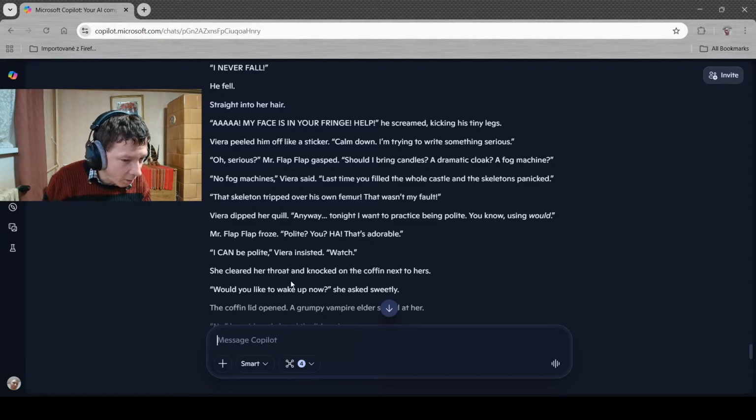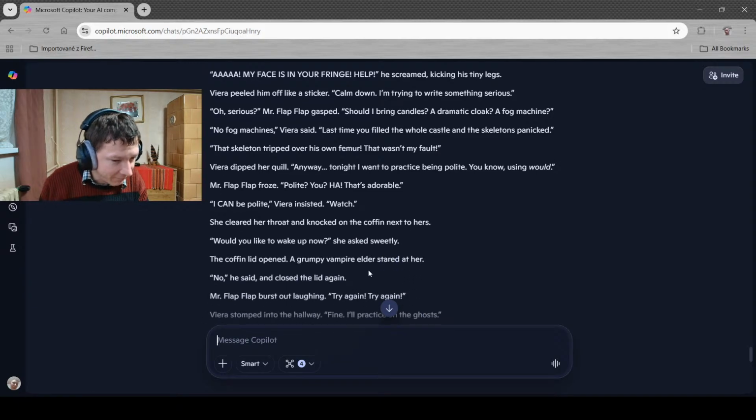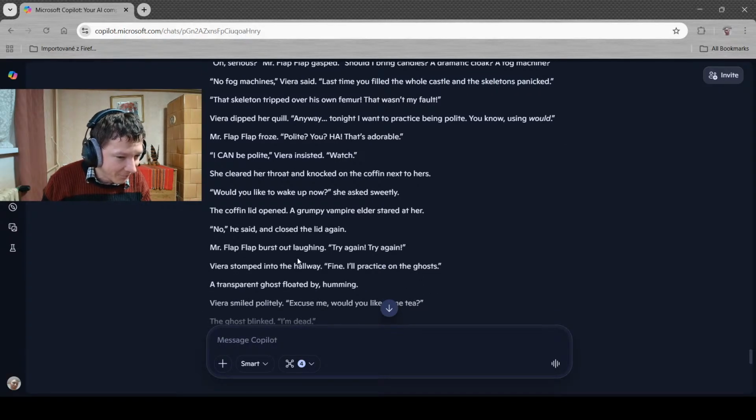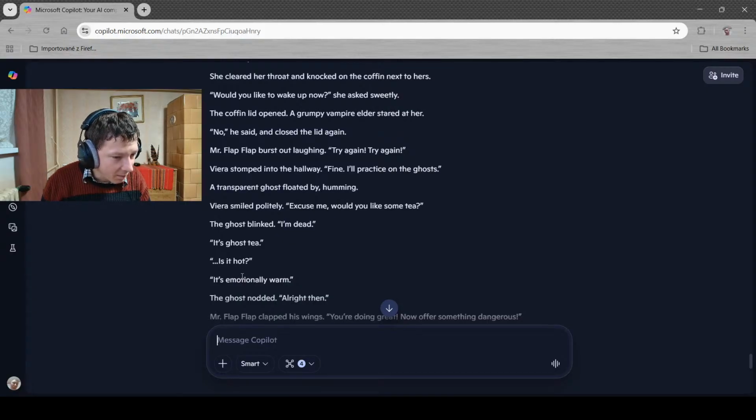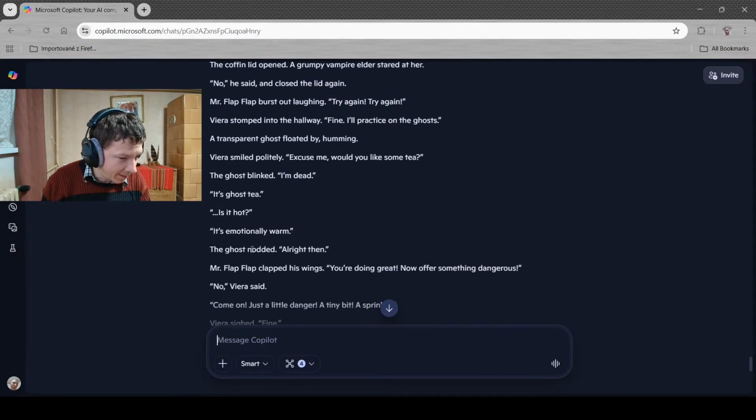"Watch!" She cleared her throat and knocked on the coffin next to hers. "Would you like to wake up now?" she asked sweetly. The coffin lid opened. A grumpy vampire elder stared at her. "No," he said, and closed the lid again. Mr. Flap-Flap burst out laughing. "Try again." Viera stomped into the hallway. "Fine, I'll practice on the ghost." A transparent ghost floated by humming. Viera smiled politely. "Excuse me, would you like some tea?" The ghost blinked. "I'm dead. It's ghosty. Is it hot?" "It's emotionally warm." The ghost nodded.